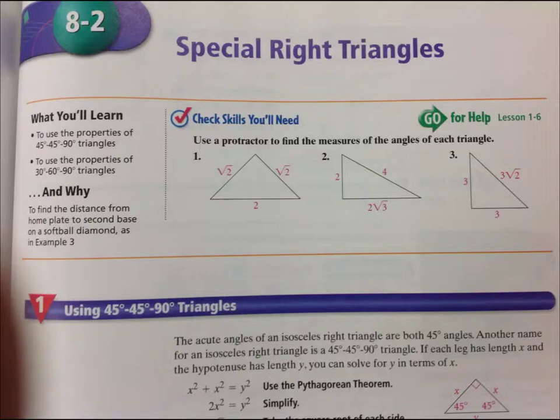In this lesson, we're going to learn the properties of a 45-45-90 triangle, and we're going to learn properties of 30-60-90 triangles. And when I say 30-60-90, I mean 30 degrees, 60 degrees, 90 degree triangles. And we're going to find the distance from home plate to second base on a softball diamond.